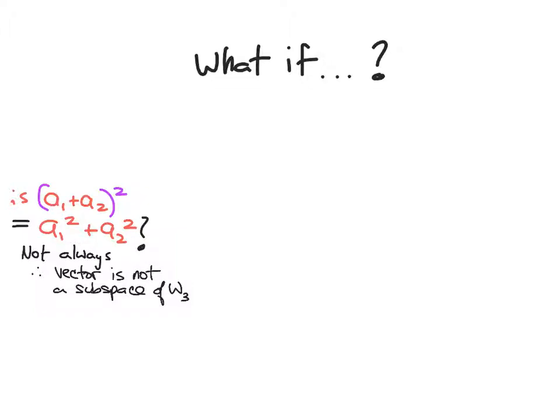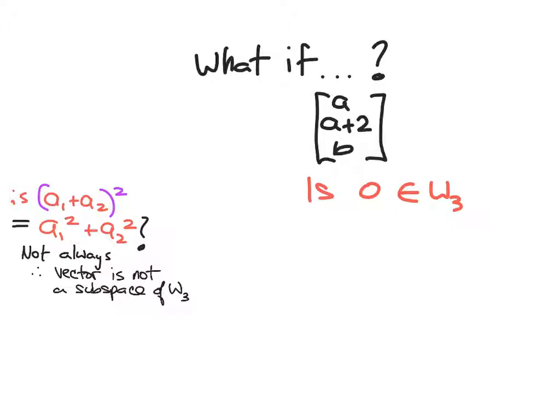So let's say it was in the form of A plus 2, and then I'll just keep it simple, B. For this one, we wouldn't even get past the first step, because what I would want to know is, is 0 in the set of W3? Does 0 belong to the set of W3?